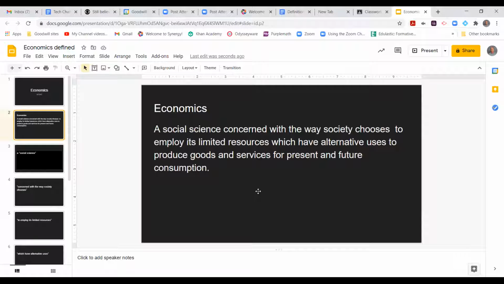The definition that we will be working with is this one: a social science concerned with the way society chooses to employ its limited resources, which have alternative uses to produce goods and services for present and future consumption.